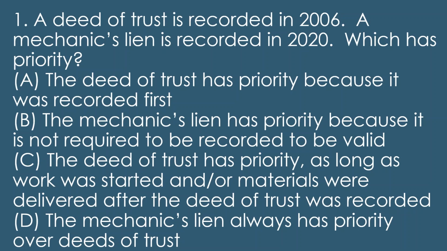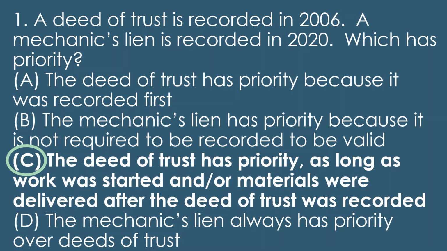No, mechanic's liens do have priority with those three exceptions that we were talking about: mechanic's liens, taxes, and subordinated loans. But it depends on when materials were delivered and/or when work was started. So really important to know. Now I kind of want to go into this a little bit more here. So the correct answer is C.